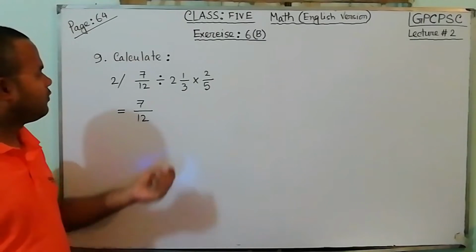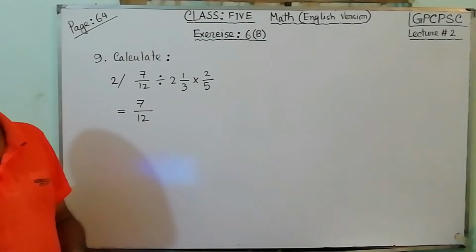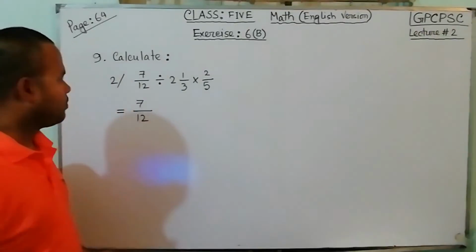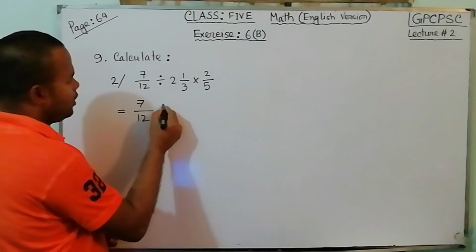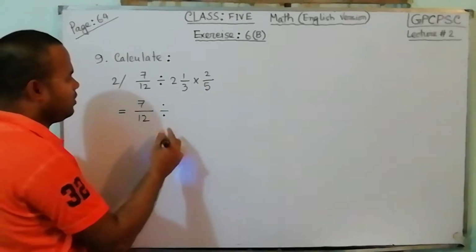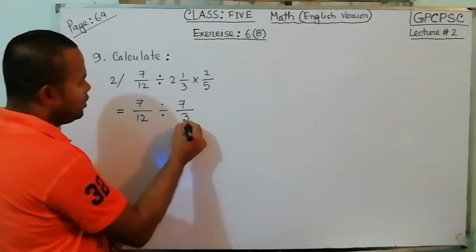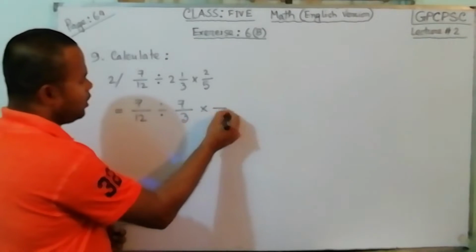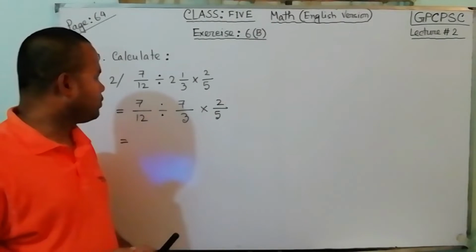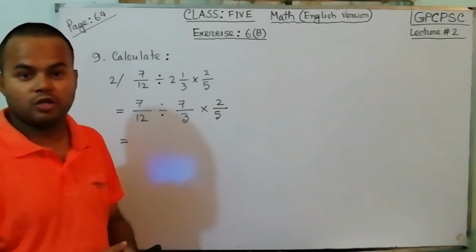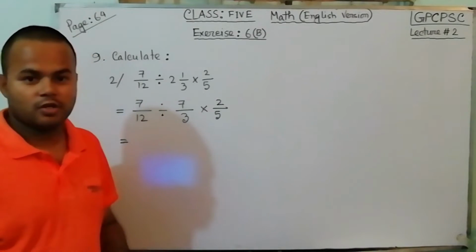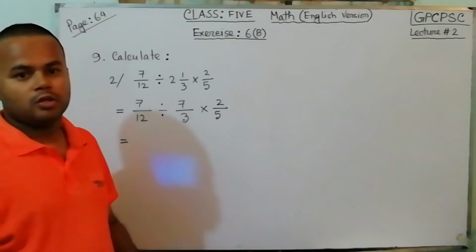We know if we have any mixed fraction, we have to convert it into an improper fraction. So let's convert this. Here division, and 2 times 3, that is 6, plus 1, that is 7 by 3, and here multiplication, and 2 by 5. If there is division and multiplication in the same line, then we have to do division first, then multiplication.